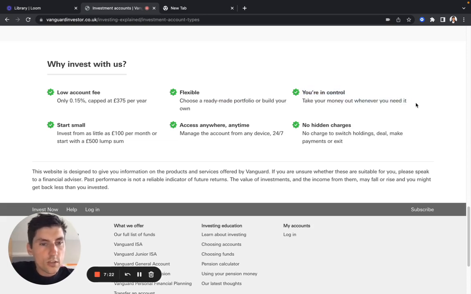You're in control. Obviously, you can take your money out whenever you need it. You can start small, so you can either put in a £500 lump sum, or set up monthly contributions of £100 per month, as it's stated here. You can access the website and your own account any time and anywhere.